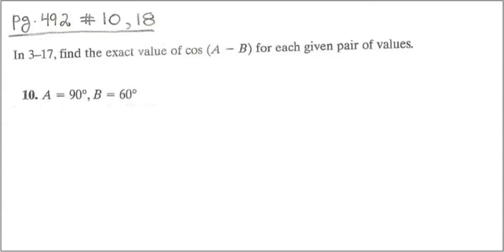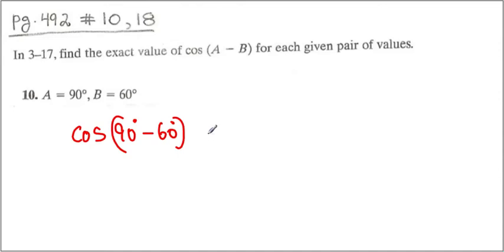Alright, so let's try to look at a few questions from Algebra 2. So let's look at the first one. Find the exact value of cosine of A minus B for given pairs. In this case, we end up getting cosine of 90 minus 60 degrees. Of course, we know that this is cosine of 30, so our answer should be, at the end, radical 3 over 2.